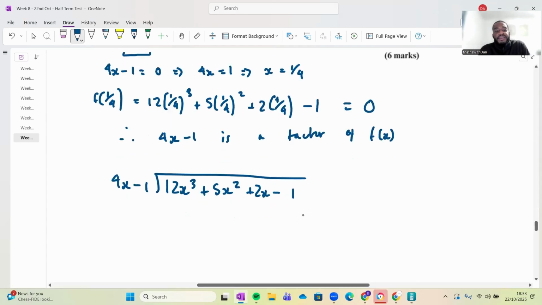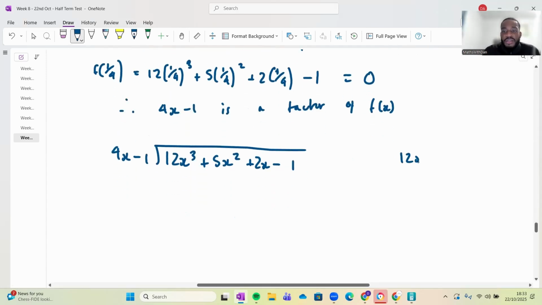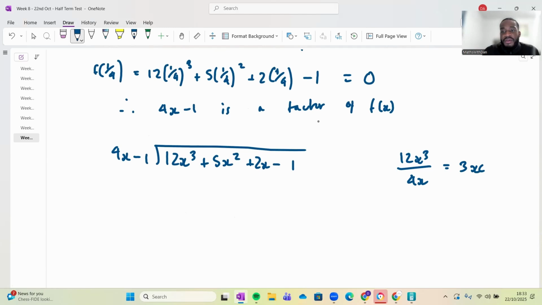Remember, firstly, we're going to do the 12x cubed divided by the 4x. 12 divided by 4 is 3. X cubed divided by x is x squared. So that would go there. And then we're going to times that 3x squared by the 4x minus 1. So 3x squared times 4x is going to be 12x cubed again, and then times the minus 1 is going to be minus 3x squared. Take those away. Those cancel. 5 minus minus 3 is 5 plus 3, which is 8. So that's going to be 8x squared.